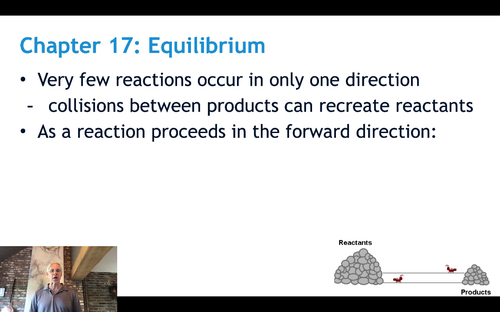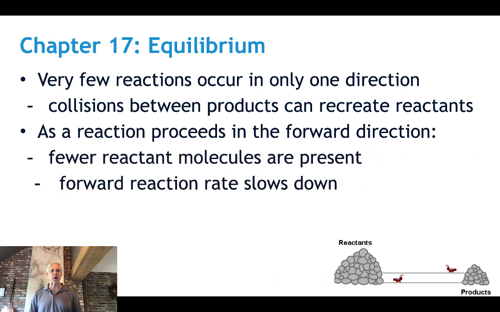So as the reaction proceeds in the forward direction, what happens? Well, we start with all of the reactant molecules that we possibly have, and as those reactant molecules collide, they start to create products. This means that we have fewer reactant molecules present because those reactant molecules have been turned into products. So the concentration of reactant molecules goes down, and as we learned, as concentration goes down, reaction rate slows down. So as a reaction proceeds in the forward direction, that forward reaction rate slows down. The rate of turning reactants into product decreases.